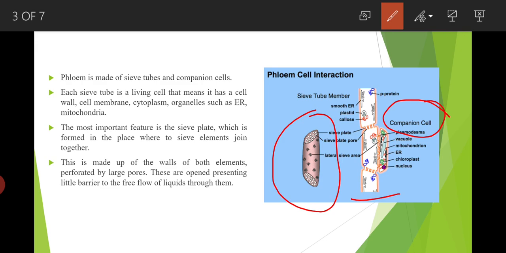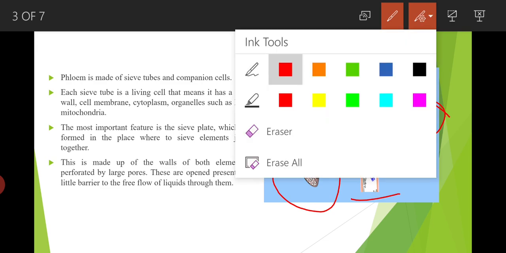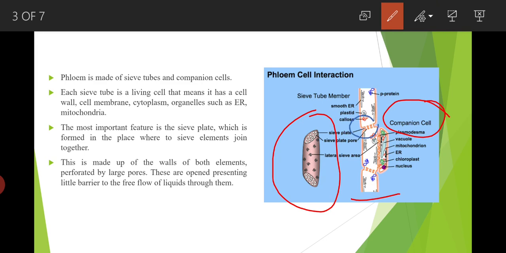The most important element of a sieve tube is the sieve plate. The sieve plate is the structure I marked with a blue circle. It is the place where the two cell walls of the sieve elements join together, and this structure which is formed is called the sieve plate.